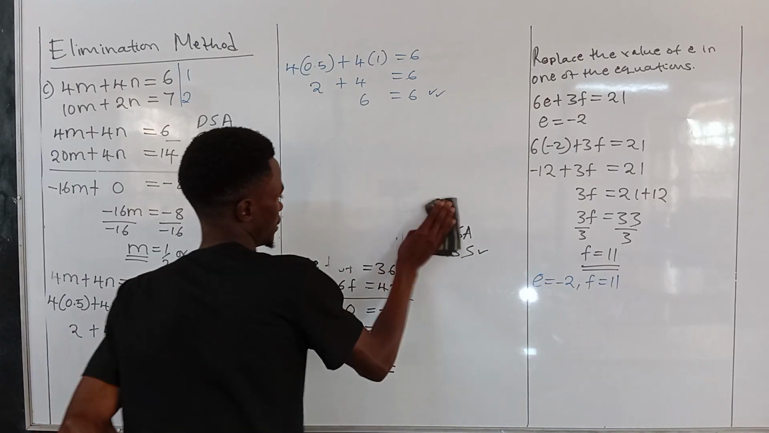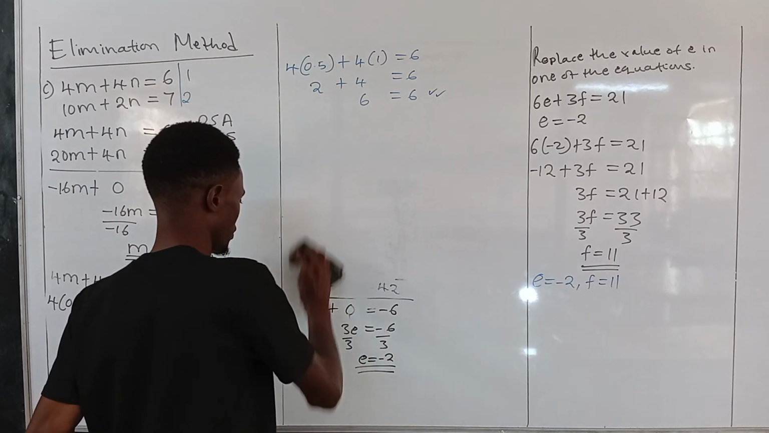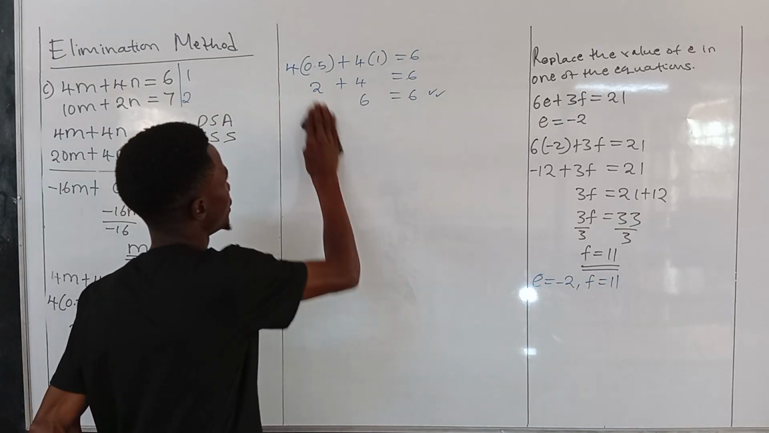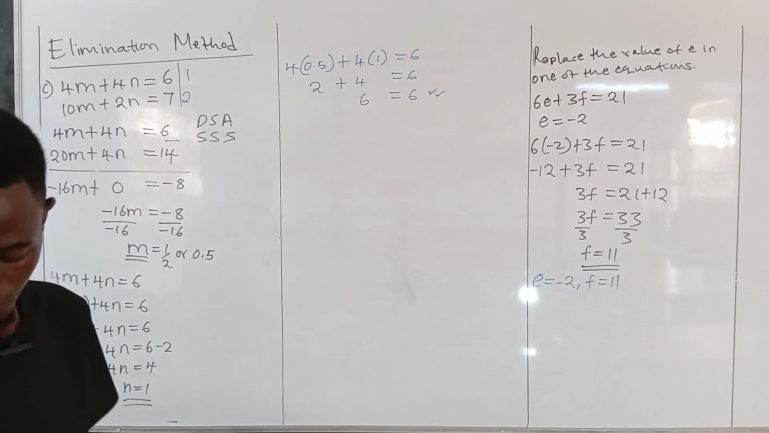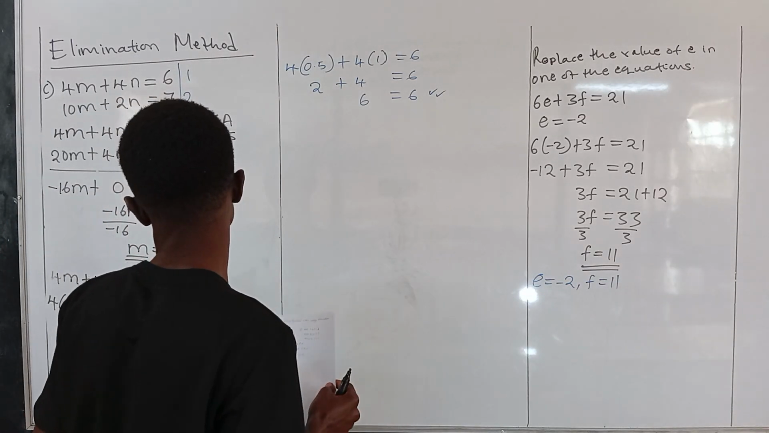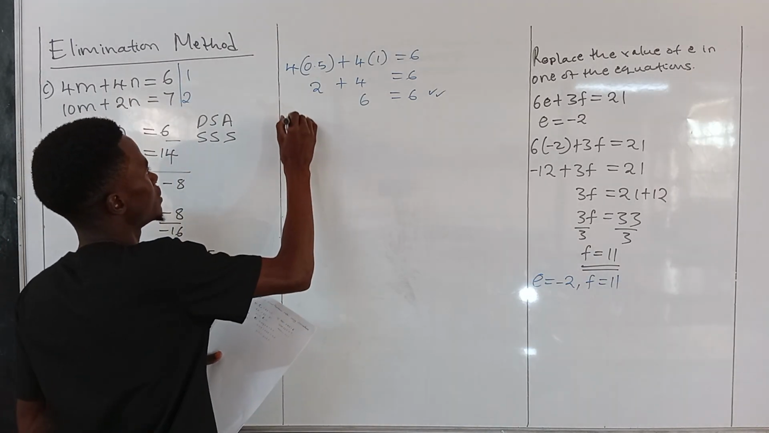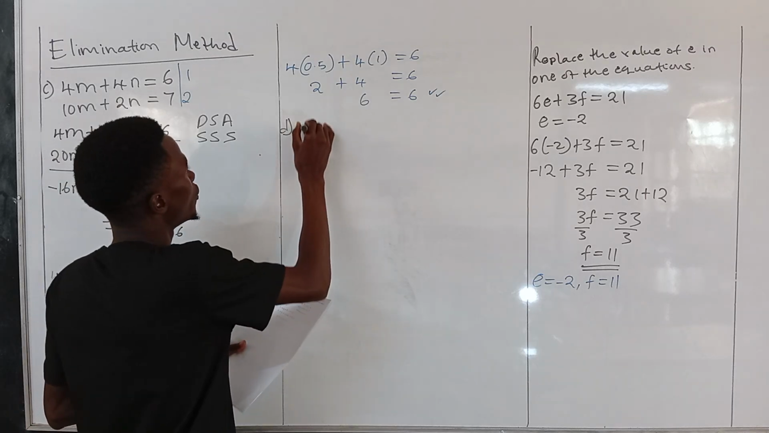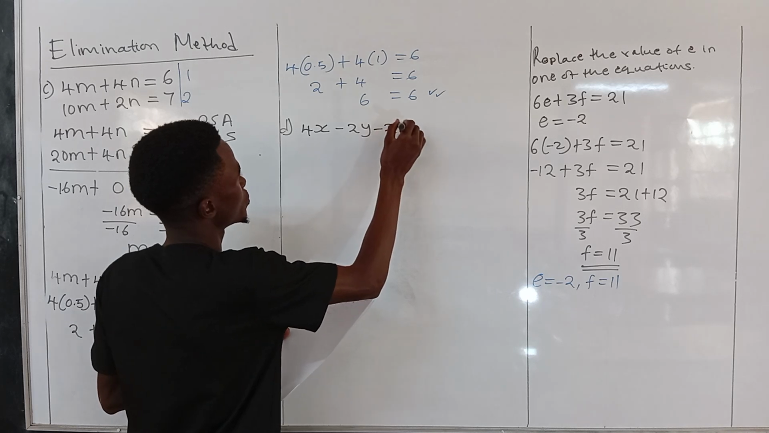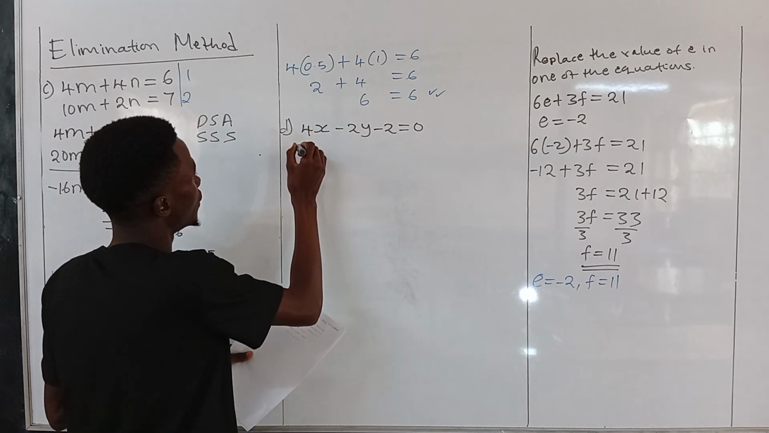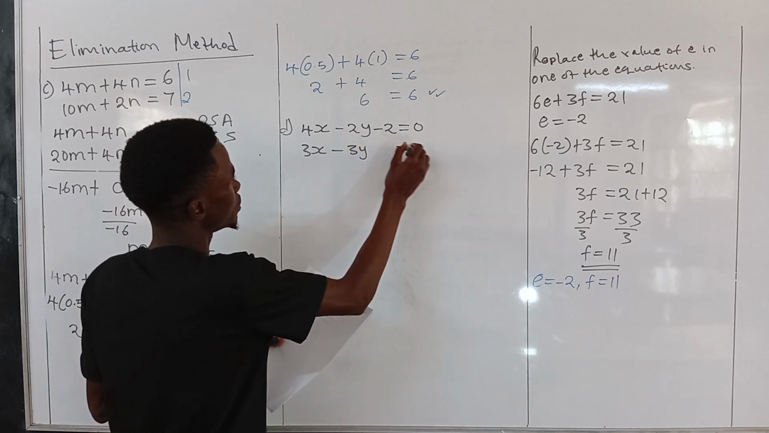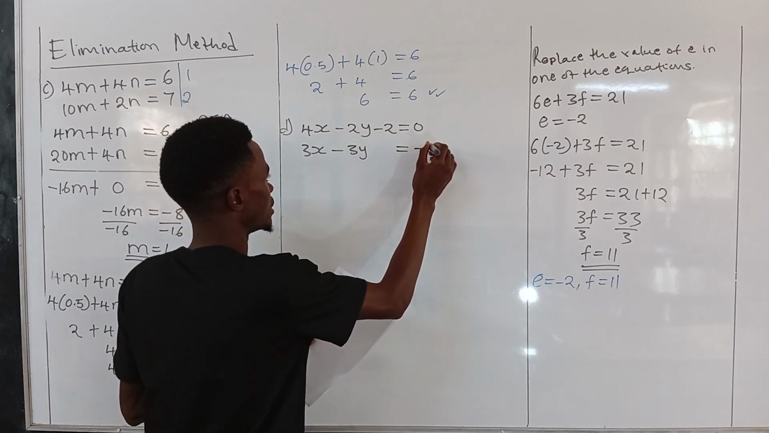So we move to the fourth equation. We are going to do 2 more so that you get a deep understanding of what should be happening when you are given such a question in an exam situation. So part D, it says 4x minus 2y minus 2 is equal to 0. And then 3x minus 3y is equal to negative 3.